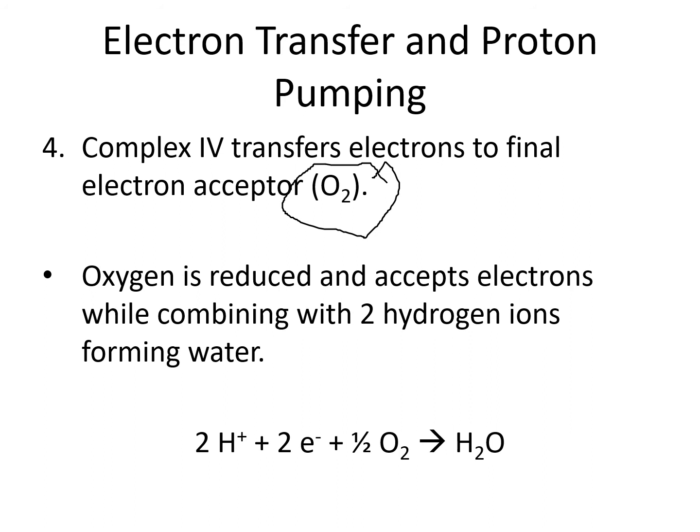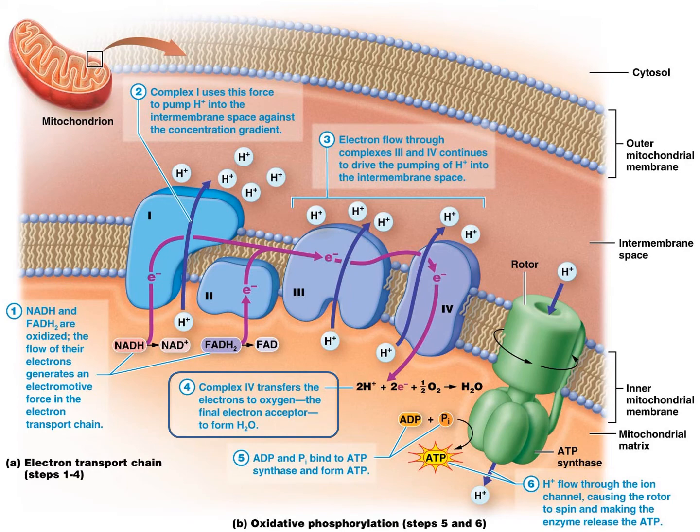So oxygen is reduced and accepts the electrons while combining with 2 hydrogen ions, forming water. This is the chemical reaction: 2 hydrogen ions plus 2 electrons and half a molecule of oxygen produces a molecule of water. So this is producing the metabolic water we saw in the reaction on the very first slide. And here we see the reaction of oxygen accepting the electrons, forming metabolic water.